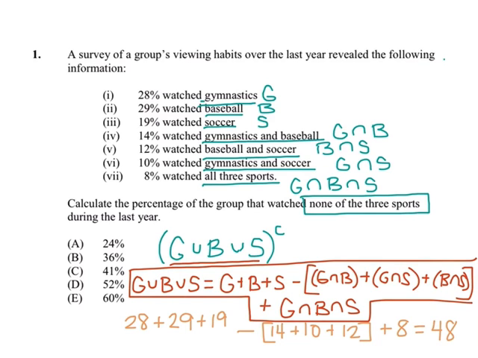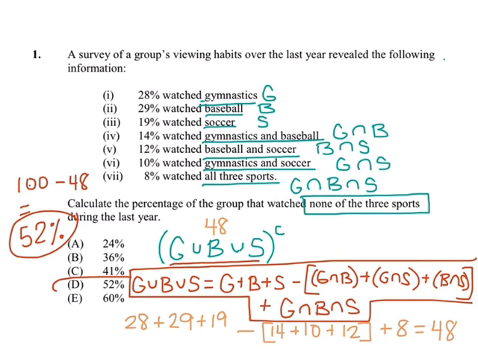But remember, that is just the union. We want to find the complement of the union. And since this is dealing with percentage, we are dealing with 100. So to find the complement, we take the total, which is 100%, and subtract out that union of 48. And that leaves us with 52%. Which is D here.